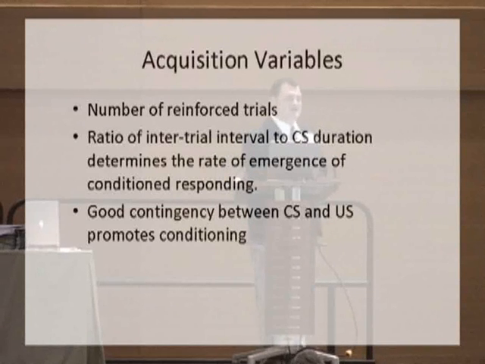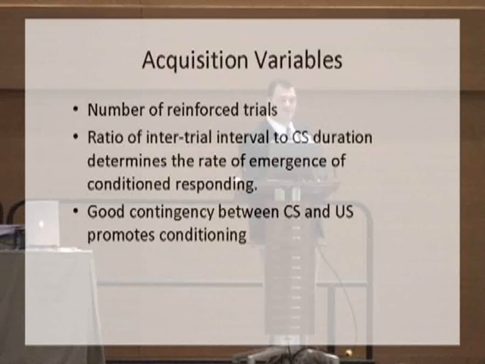So let's talk about some basic variables that affect conditioning. The most basic one is the number of reinforced trials. The more trials you have, the more conditioning you see. Usually the curve is negatively accelerated. A lot of times, though, there's a pre-asymptote peak, and conditioned responding tends to drop a little bit after it's hit a peak.